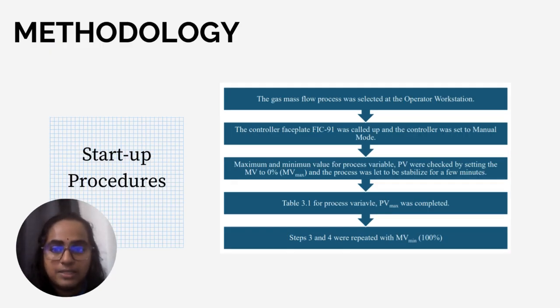So I'm starting with the methodology. The first procedure is start up. Firstly, the gas mass flow process was selected at the operator workstation. Then the controller faceplate 91 was called up and the controller was set to manual mode.